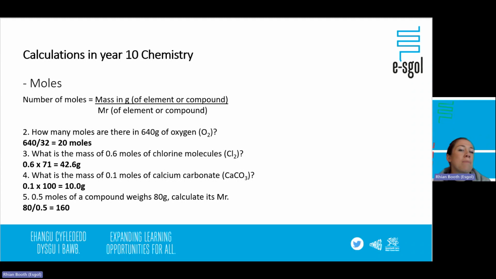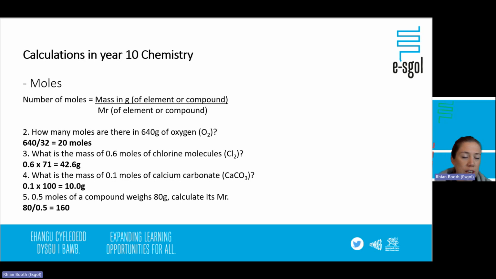Question 3, what is the mass of 0.6 moles of chlorine molecules? By rearranging the equation, we have 0.6, that's the number of moles, multiplied by the MR, which is 2 of the Cl elements, and that gives you a mass of 42.6 grams. Question 4, what is the mass of 0.1 moles of calcium carbonate?